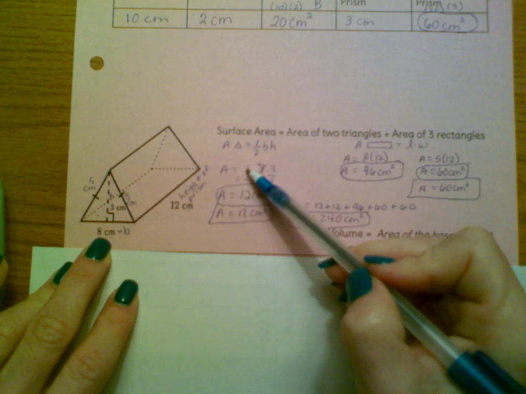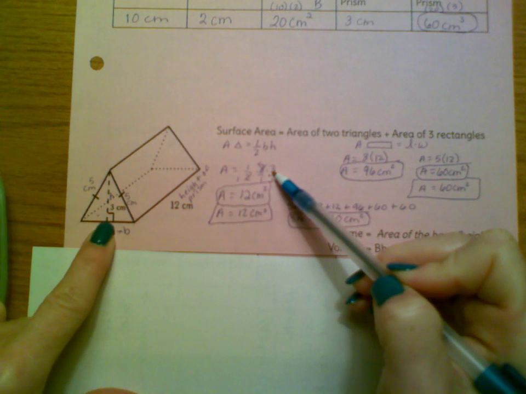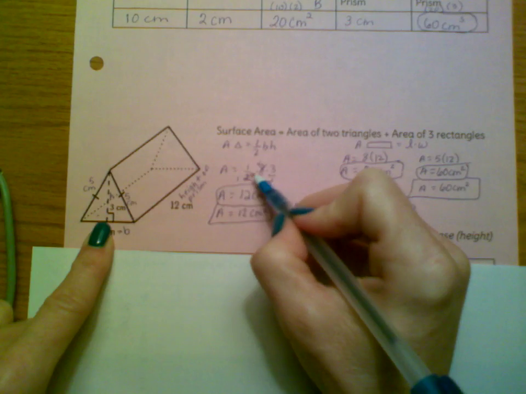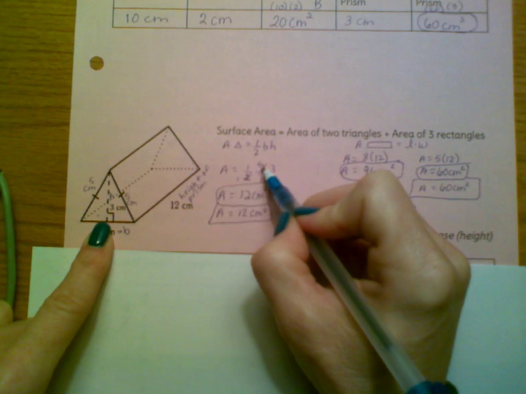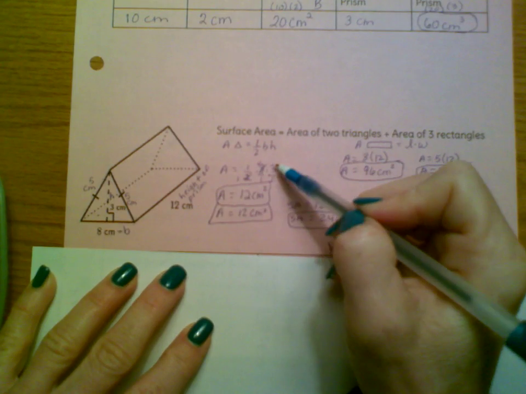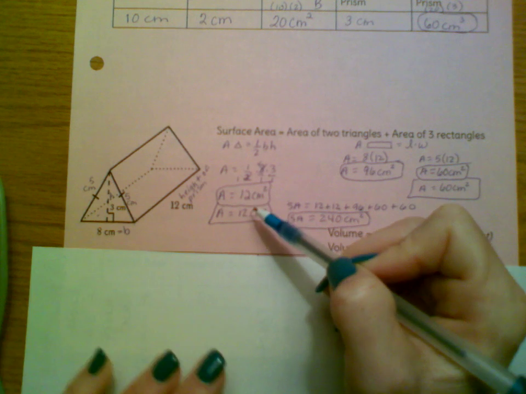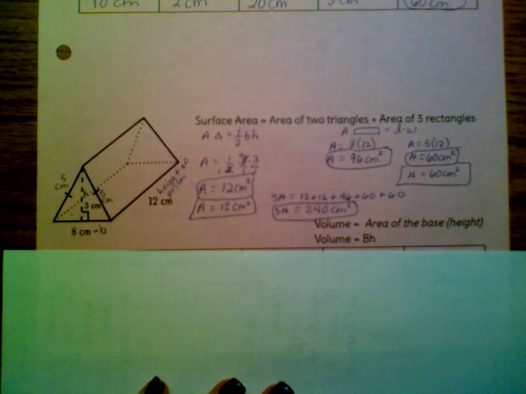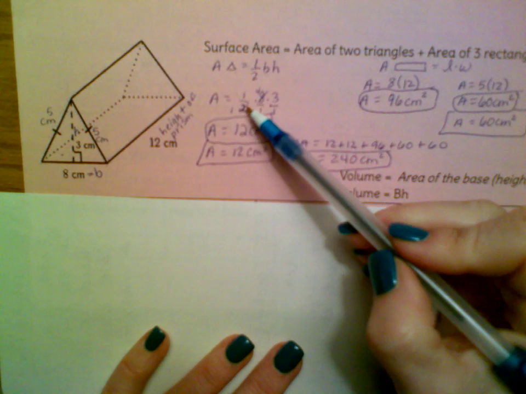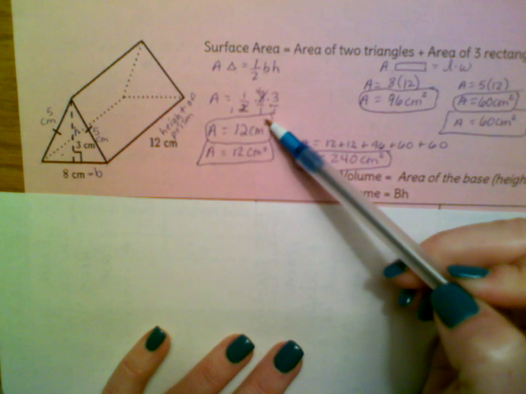So area is 1/2 times the base, 8, times the height, 3. Remember, there was a 2 here. Now I can simplify right here. 2 goes into 2 once, 2 goes into 8 4 times. So multiply across the top, I get 12. Multiply across the bottom would just be a 1. So when I multiply that, I get 12. Now that's area, so centimeters squared.